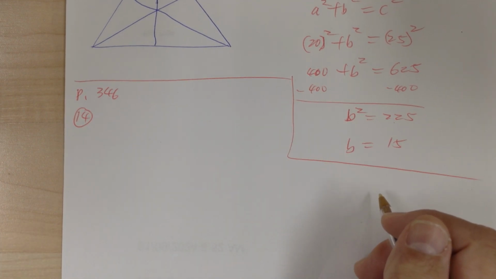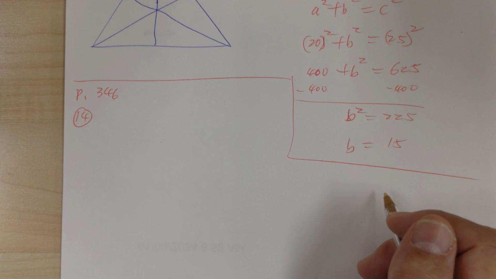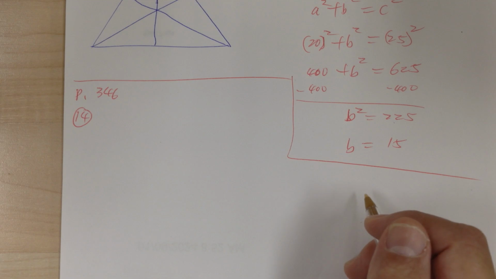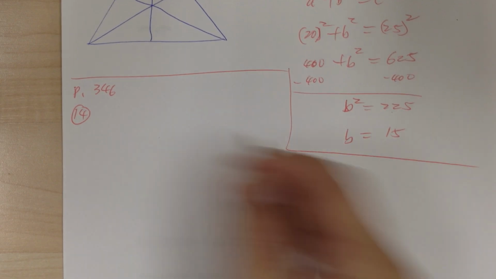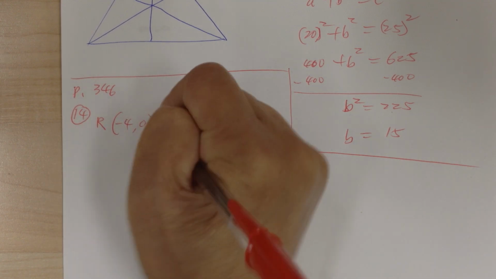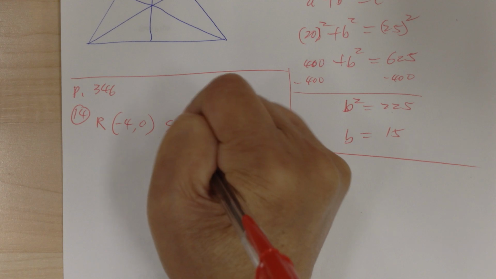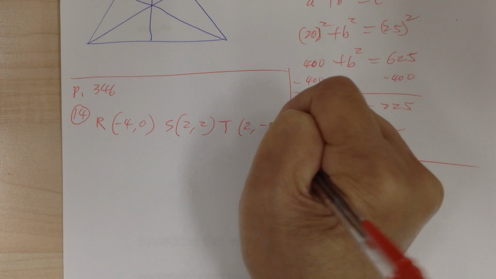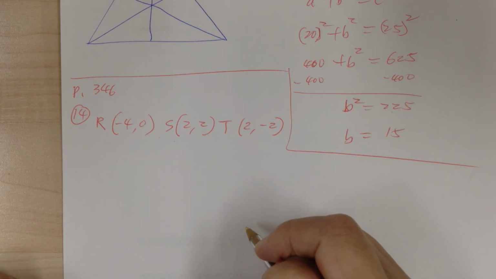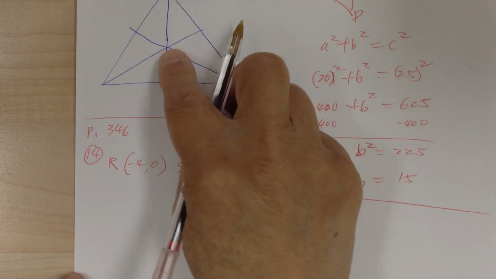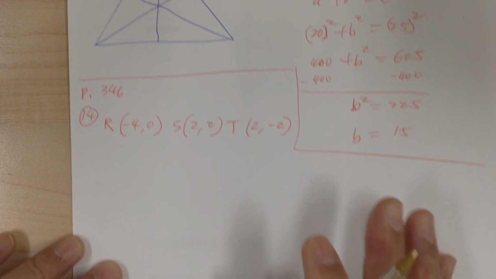Okay, number 14. If you follow the example in the lesson to find the centroid, it's kind of lengthy and complicated, but there's a very easy way to do it. You want to find the coordinate of the centroid. So imagine you've got a triangle and you're looking for the centroid. Remember, the centroid is the center of gravity, right?